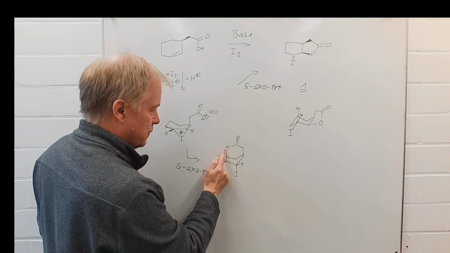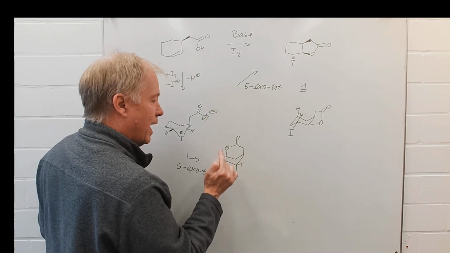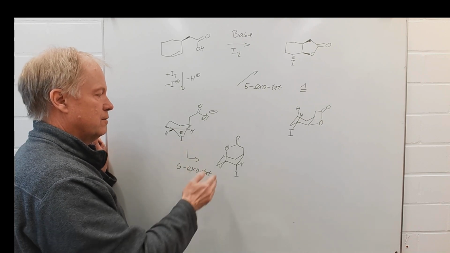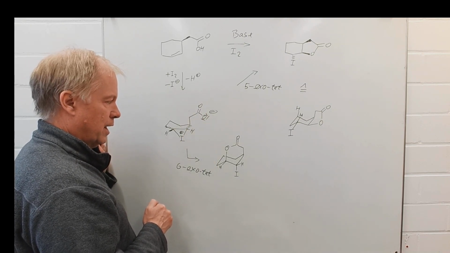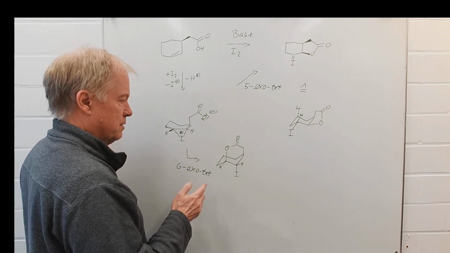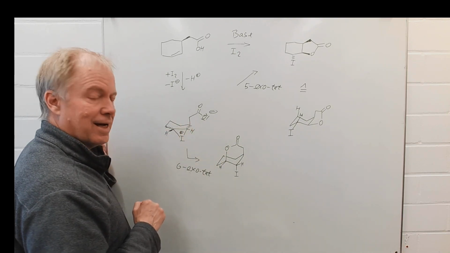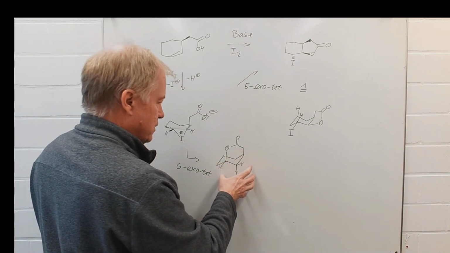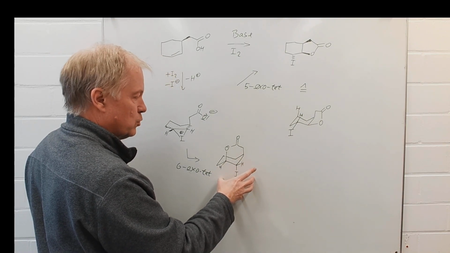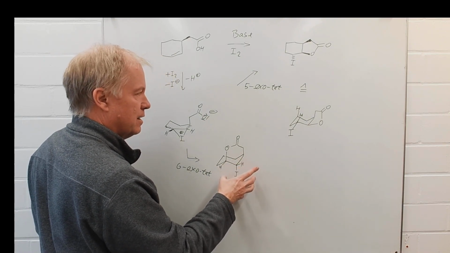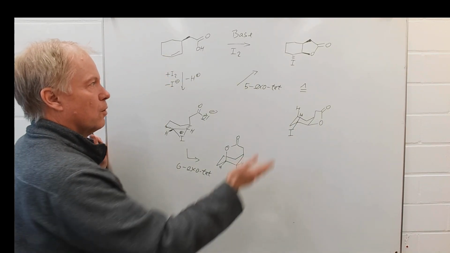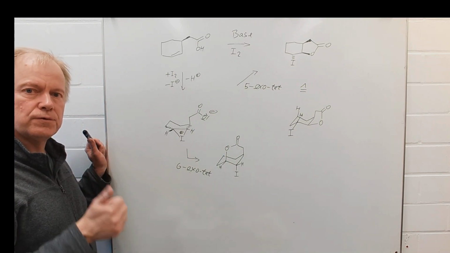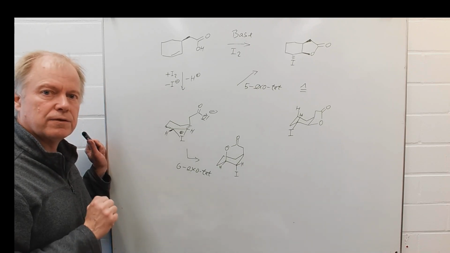Here we have the oxygen, the methylene group, and the iodine, all three large substituents in the axial position, and all are experiencing 1,3-diaxial interactions. And therefore, this one is thermodynamically less favored than this. So, that five-membered ring product is both kinetically and thermodynamically favored.